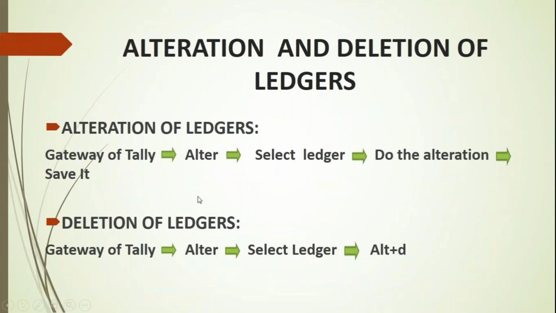So here I've given the path for you. Gateway of Tally. From Gateway of Tally, we're going to select Alter. We have to select the ledger which is required to be altered, edited. Some corrections are required. We have to do the necessary alteration, and finally we have to save it either by using Control A or Enter. Okay, so let's go for the alteration of the ledgers.